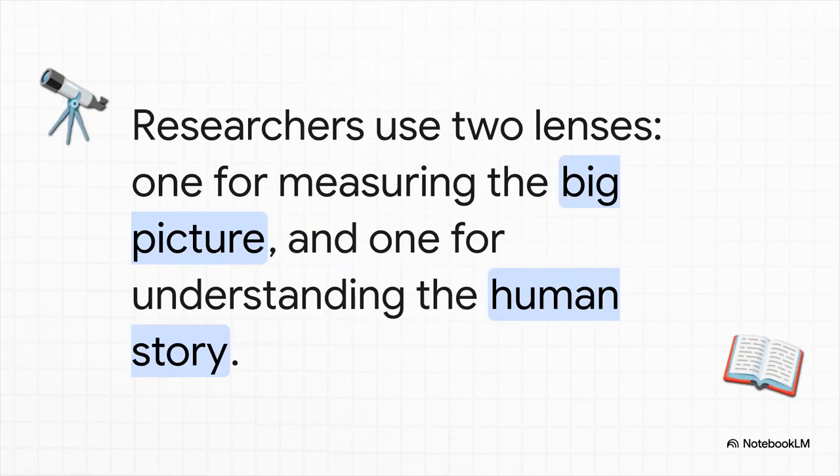And it turns out, to really understand our world, researchers basically use two powerful toolkits. You can think of them as lenses. One lens is for measuring the big picture, and the other is for understanding the human story. In this explainer, we're going to break down these two fundamental approaches. We're talking quantitative and qualitative, using some real-world research as our guide to see exactly how they work.